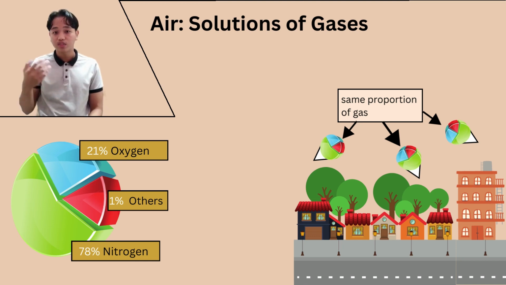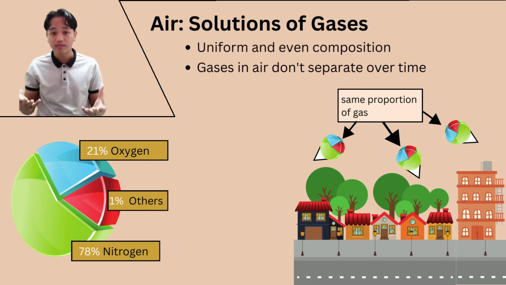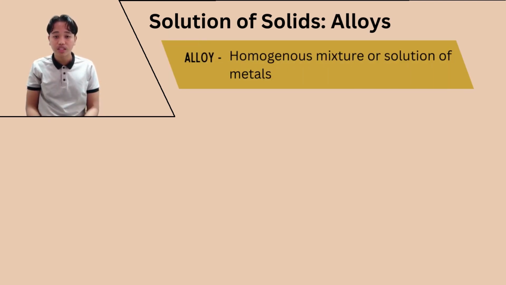So, we need oxygen to breathe. We don't ever have to worry that one day the oxygen will separate and float up into the sky. So, for air, the composition is even and the gases don't separate out over time. We're definitely talking about a solution. And now, finally, there are also solutions made by mixing solids together. An alloy is a homogeneous mixture or solution of metals.